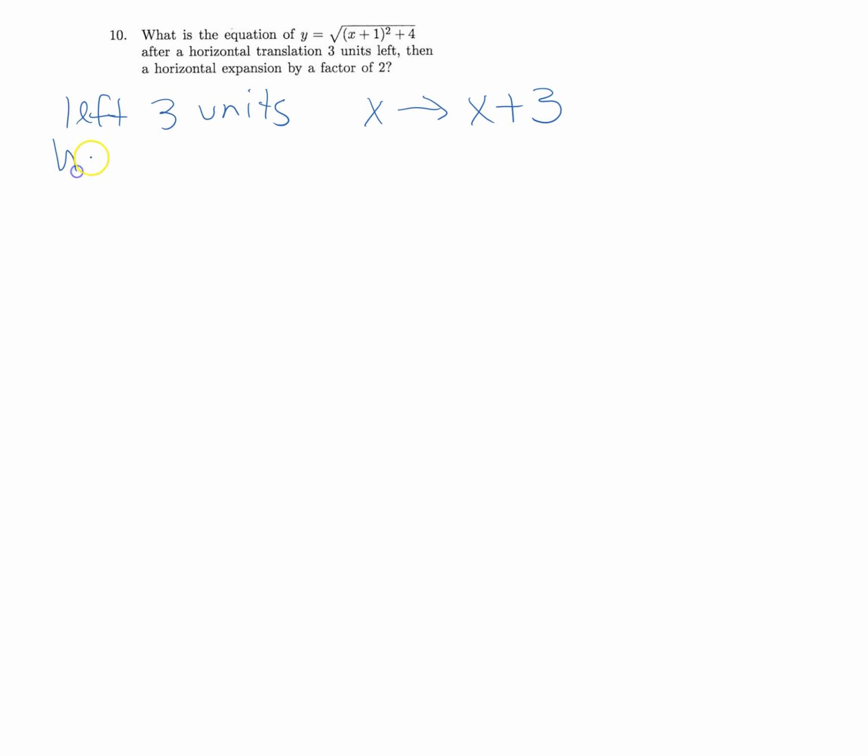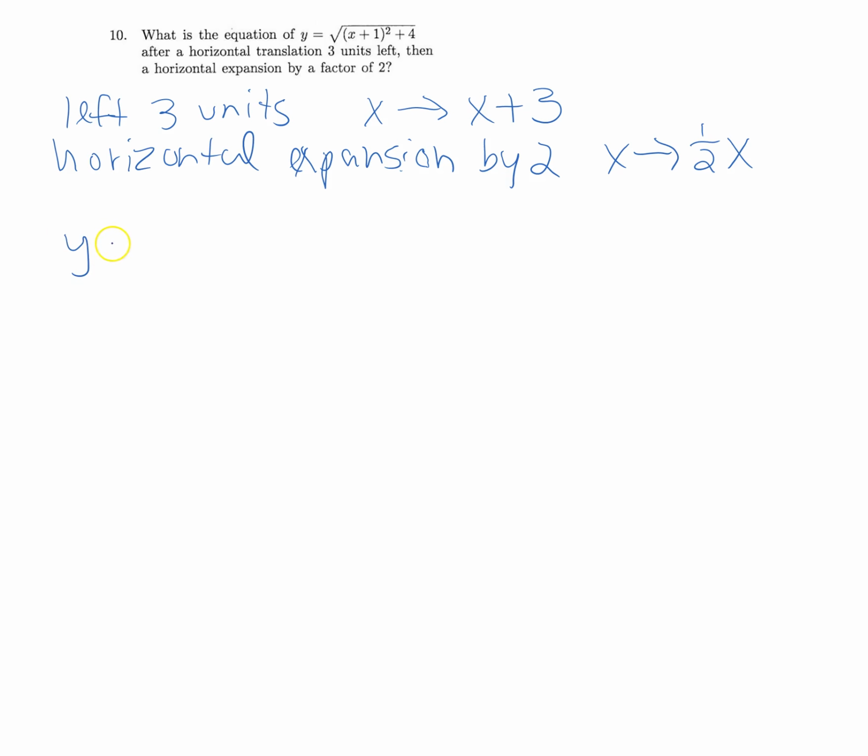And for our horizontal expansion by 2, we're going to replace x with 1/2 x. Again, the opposite of what we want to change our function to. So let's rewrite the equation we have. We have y equals square root of (x plus 1) squared plus 4.